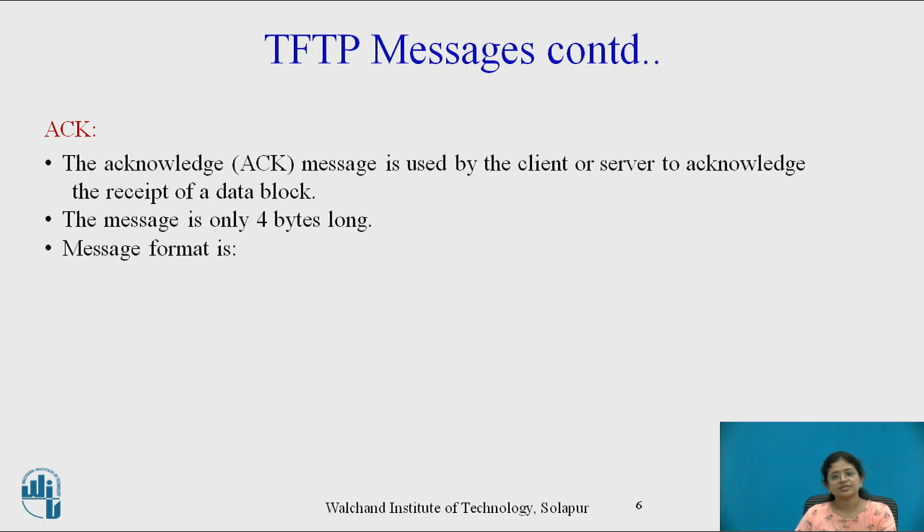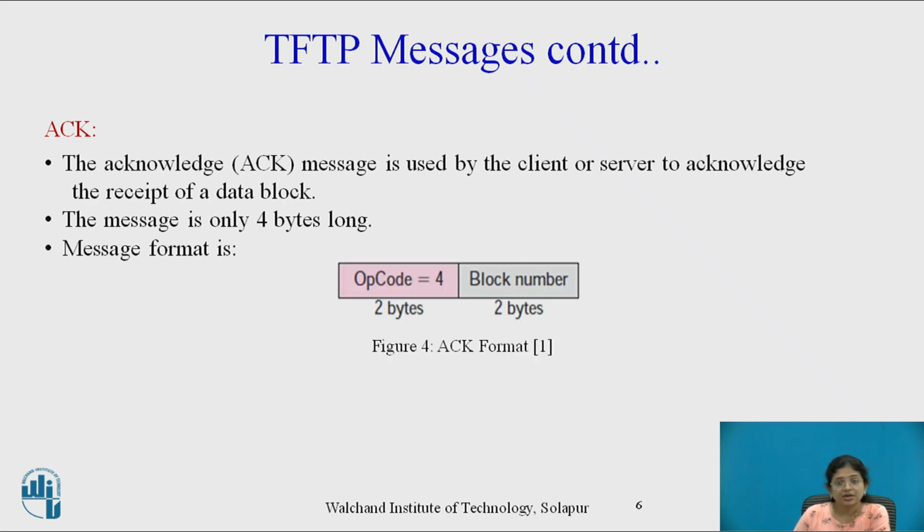After that, the next message is the acknowledgement message. The acknowledgement message is used by the client or a server to acknowledge the receipt of the data block. Whenever TFTP sends the data, the server sends the acknowledgement for that particular data, and this message is only 4 bytes long. Now, look at the format of this acknowledgement. Only 4 bytes are used and there are only 2 fields. The first one is opcode, which is set to 4, and the next field is block number.